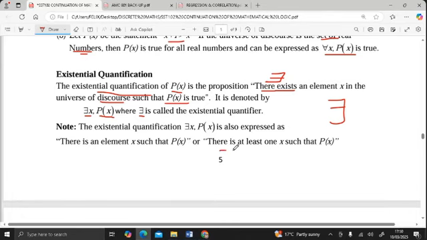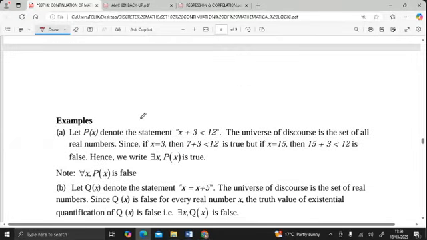Look at this. The existential quantification of P(x) is the proposition "there exists an element x in the universe of discourse such that P(x) is true." And of course, we know that is represented by that symbol. It is denoted as there exists x such that P(x), where this represents the existential quantifier. And this is what we know all along. The existential quantification is expressed as there exists an element x such that P(x). There is at least one x that satisfies that, and that is all we need.